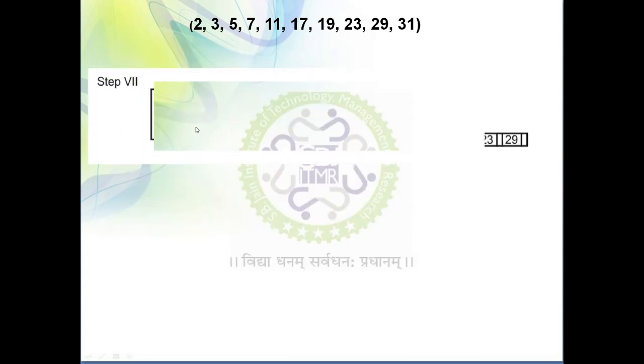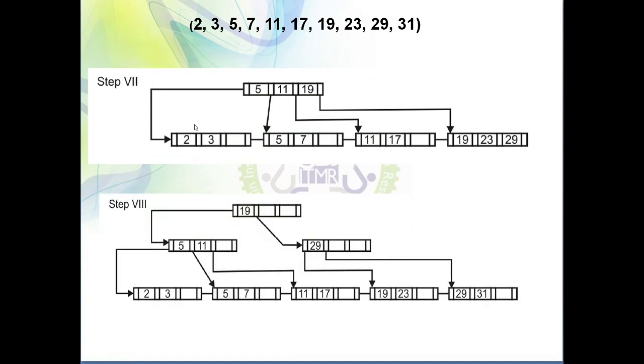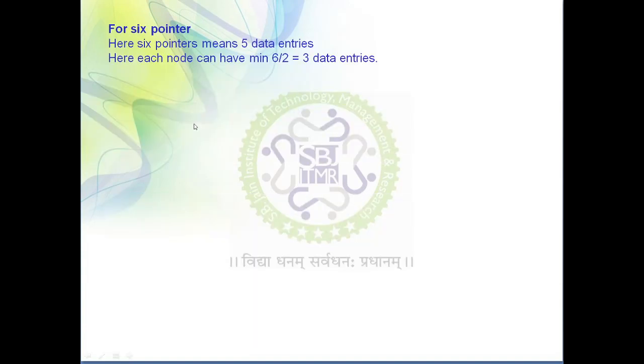If the number of pointers is less, then your B plus tree is large in length, but if your number of pointers is more, then your B plus tree is short. Now for n equals to 6, that means 6 pointers are there. That means how many key values are there? 5. That means key values equal n minus 1.